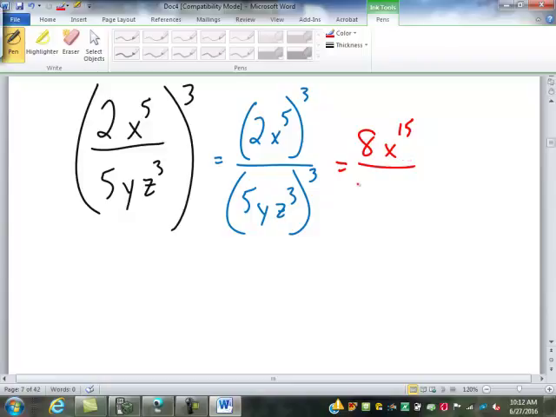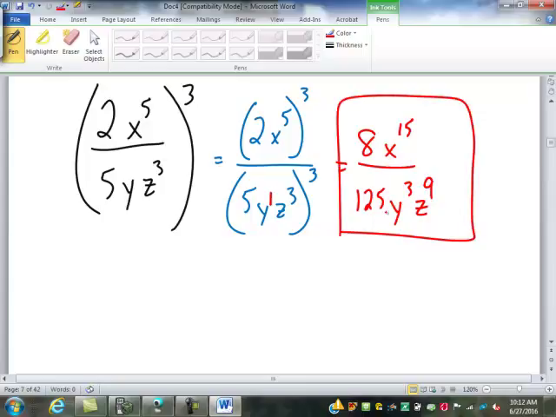So it's going to be, what's the number? 125, 5 to the third power. And then y to the third, this is y to the 1, so 1 times 3 is 3. And z to the 9. Perfect. How many of you had that all right? Good.